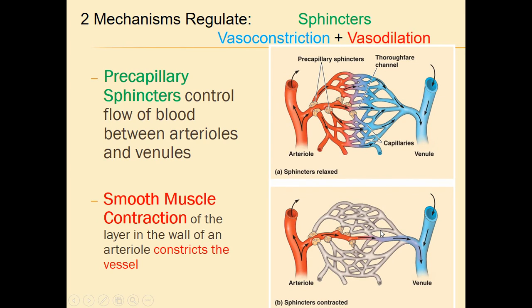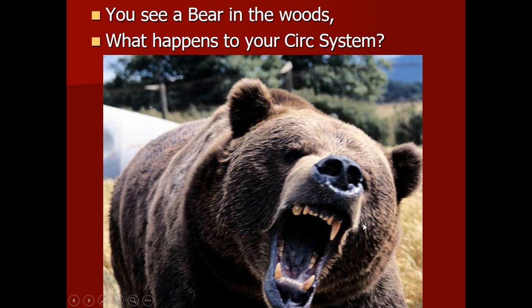And you can see that anytime somebody blushes, so their capillaries are being flushed. That would be vasodilation versus them being pale. That's vasoconstriction. Now, this can happen if you're ever walking in the woods like I was up in Banff and you run into a grizzly bear.